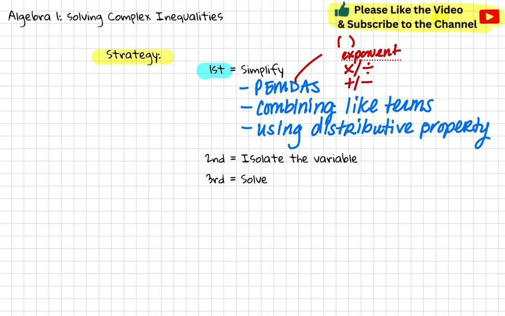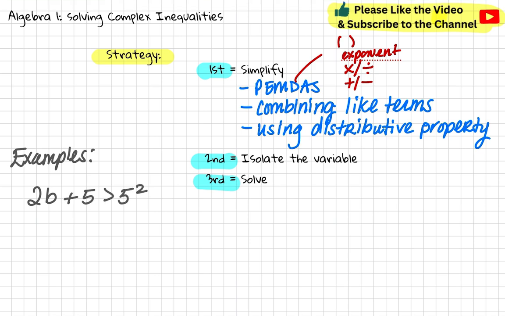The second part of the strategy involves isolating the variable. If the variable is not by itself, isolating is the next step to solving. And then the last one, once it's isolated, is solving it. So let's go ahead and get to some examples, so we can visually see how it's done.